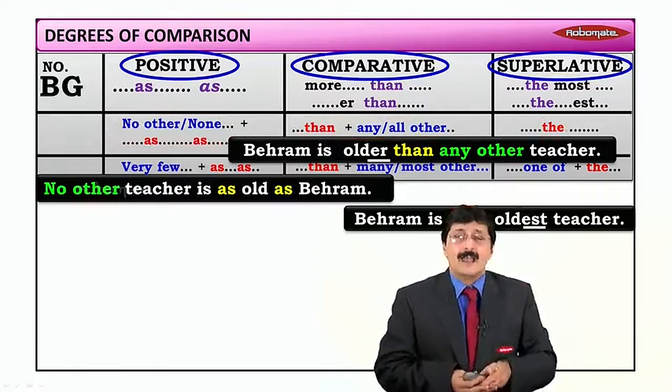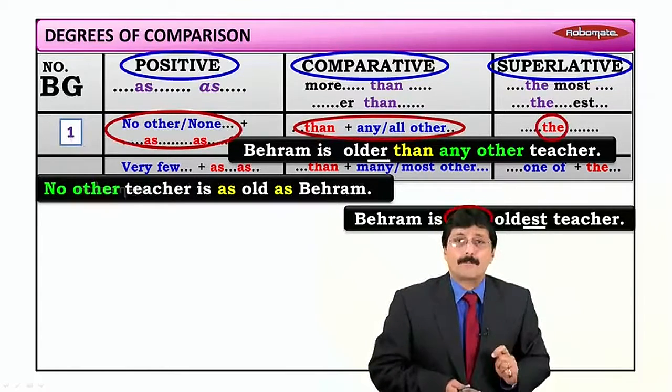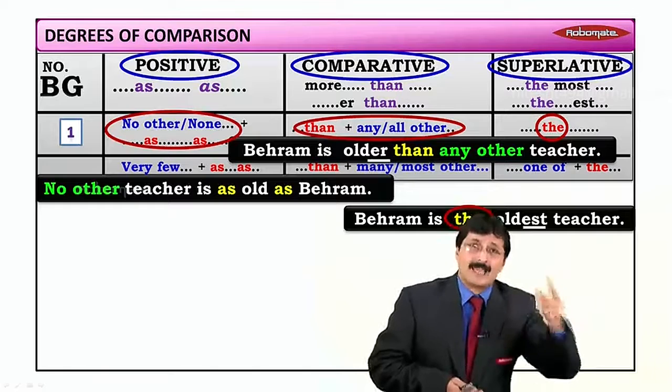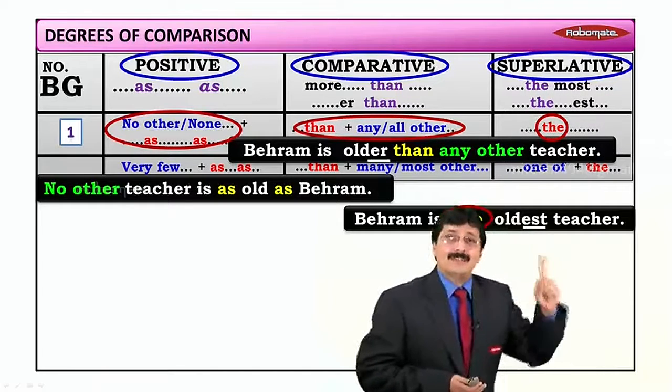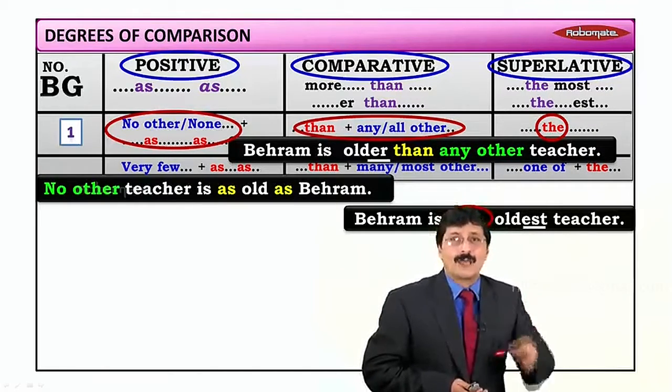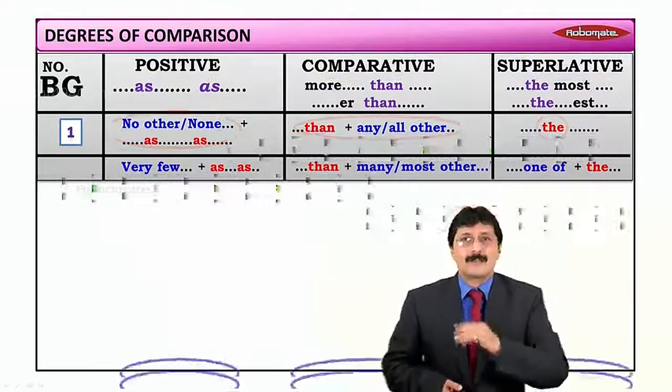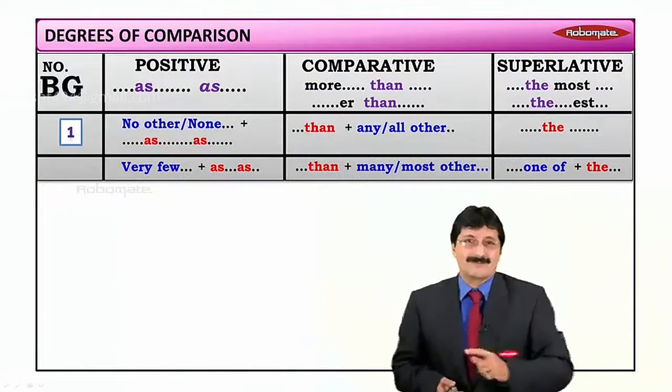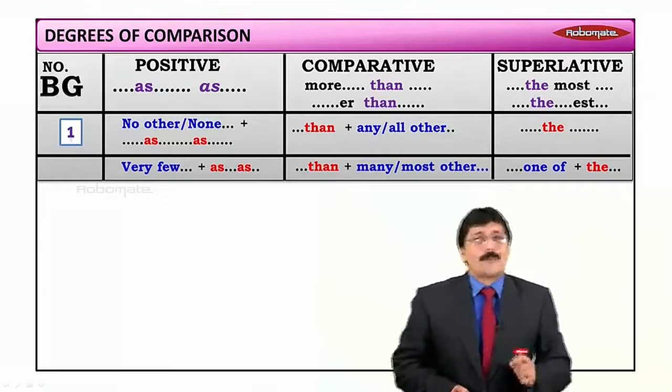And as becomes, in the comparative, than plus any other or all other, and in the superlative it is only going to have the. This is my combo number 1. Done. Let's look at combo number 2.